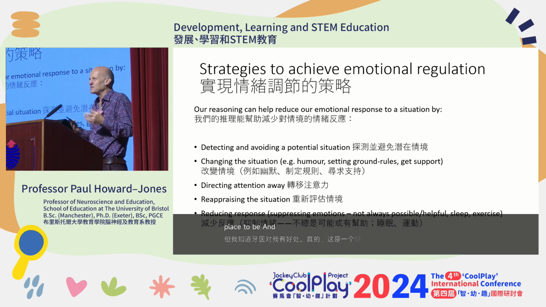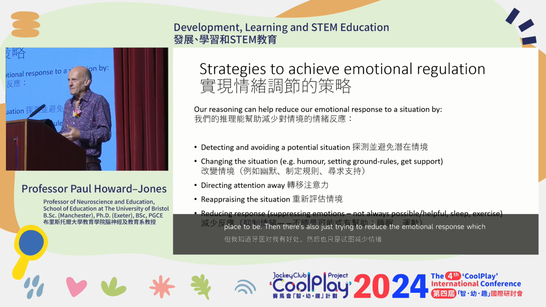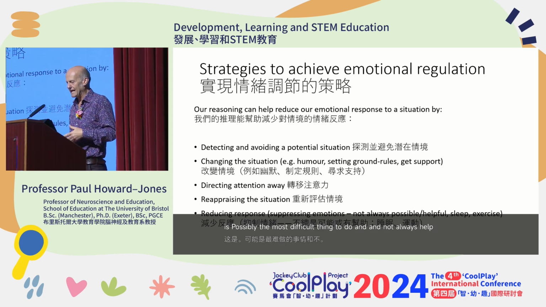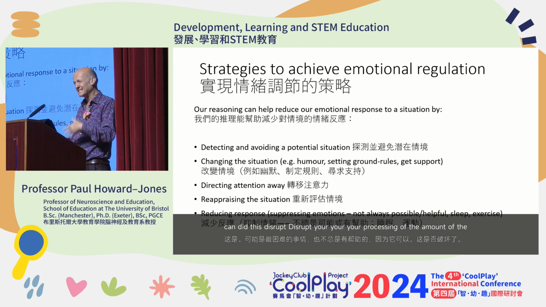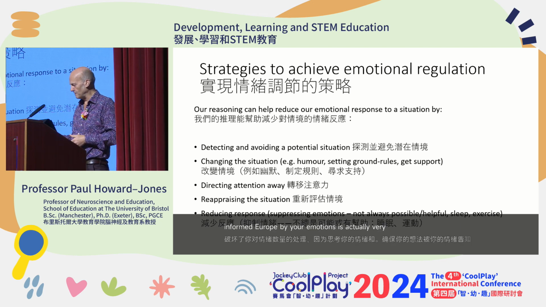And then there's also just trying to reduce the emotional response, which is possibly the most difficult thing to do, and not always helpful either, because it can disrupt your processing of the emotion. Because thinking about your emotions and making sure your thoughts are informed by your emotions is actually very important for your development. So just directly suppressing it is not always good.